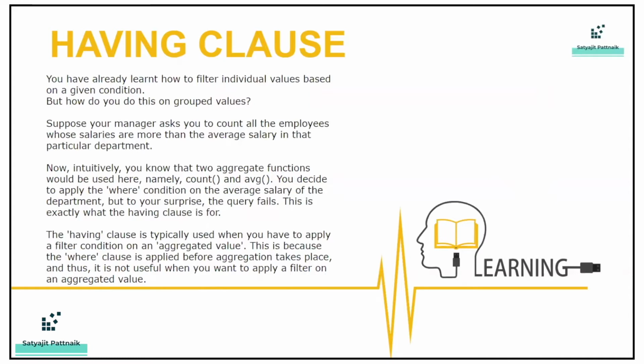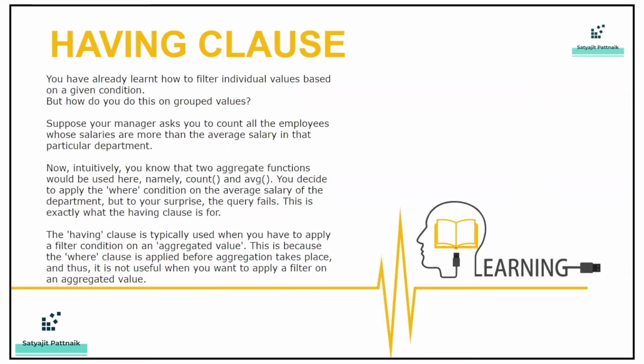So the basic difference is that your where clause works on a column value. But if you're aggregating something, if you're using an aggregate function like count, max, min, and on top of that you want to put some checks, you can take help of your having clause. The having clause is typically used when you have to apply a filter condition on an aggregated value. This is because the where clause is applied before aggregation takes place, and thus it is not useful when you want to apply a filter on an aggregated value.